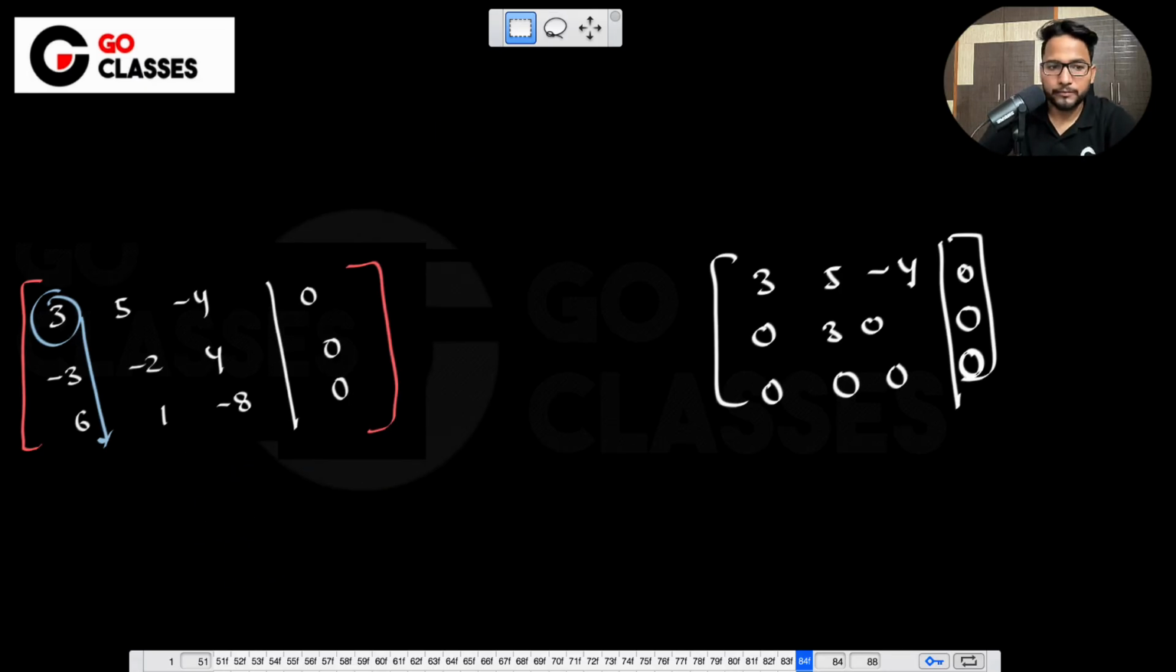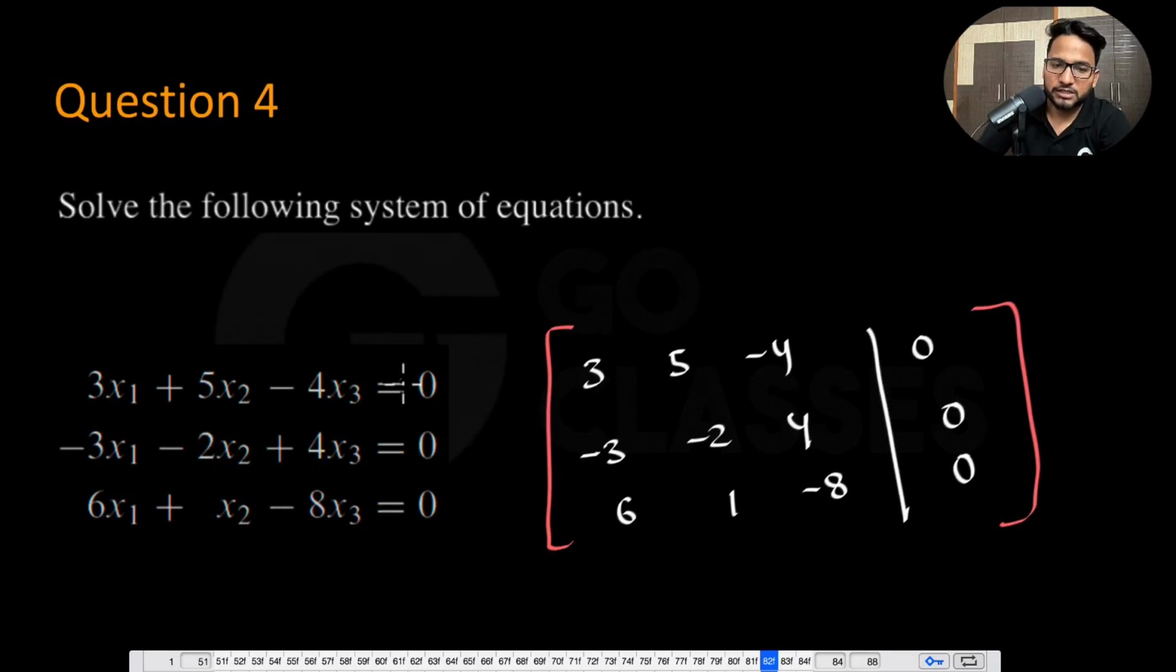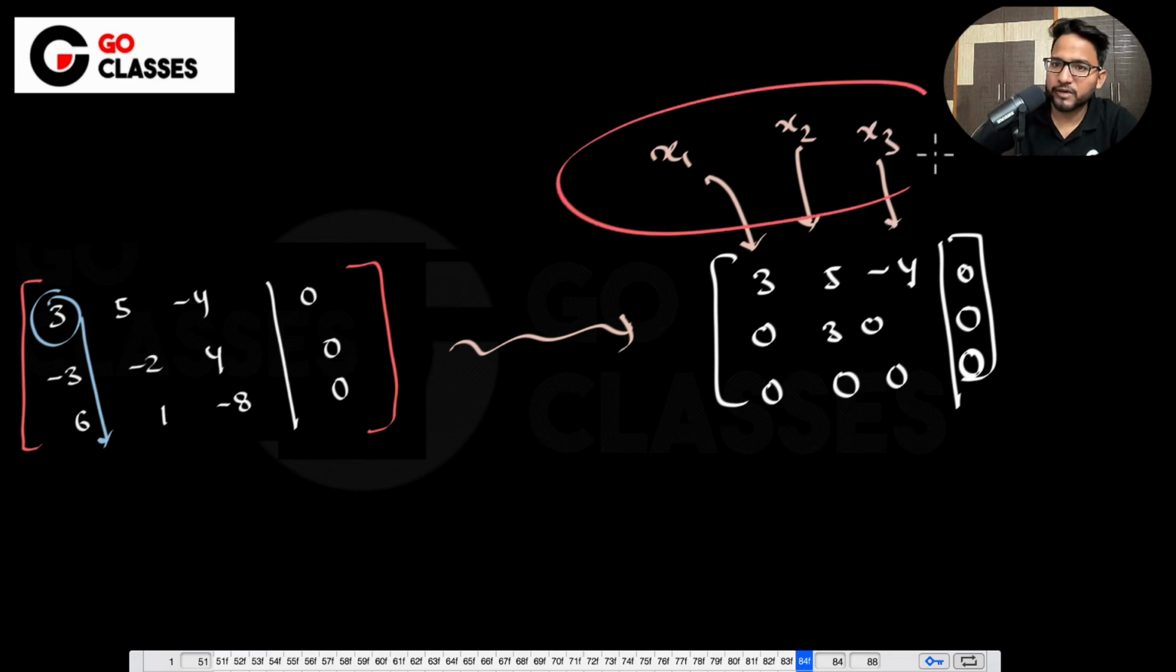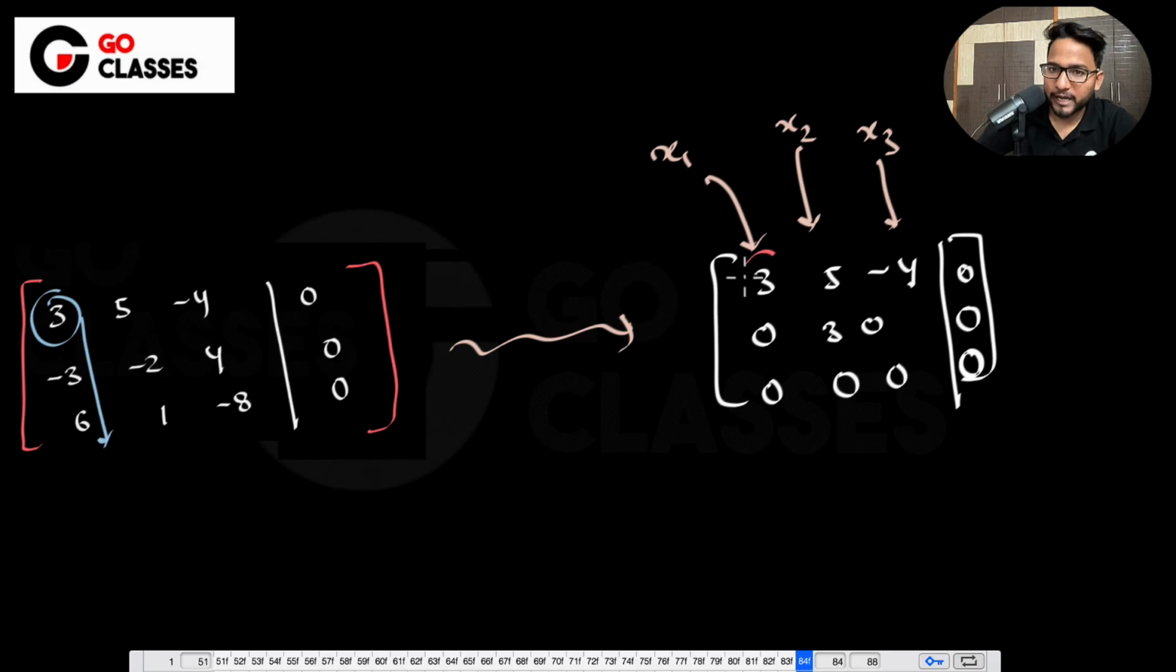Now let's just try solving it. If you recall, there were three variables x1, x2, x3, which means this column corresponds to x1, this to x2, this to x3. What are the pivot variables, by the way? I think x1 and x2 are the pivot variables. Okay, x3 is a free variable.